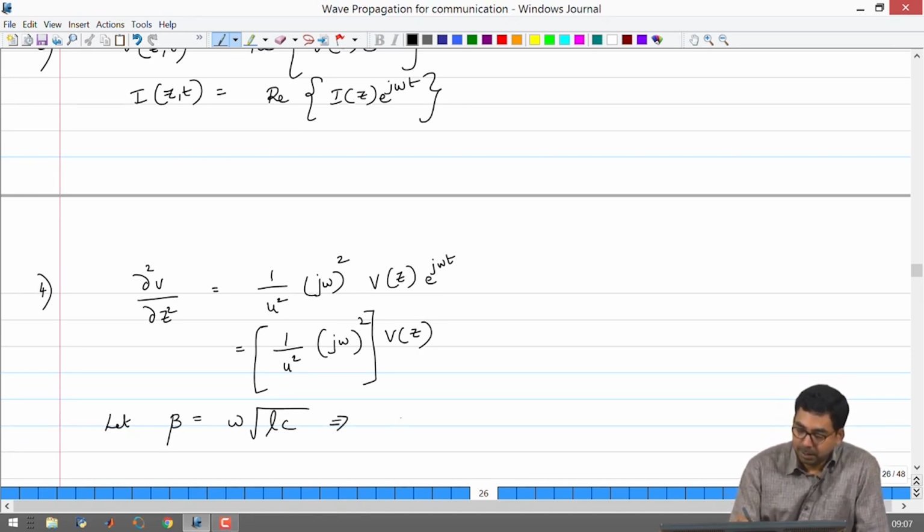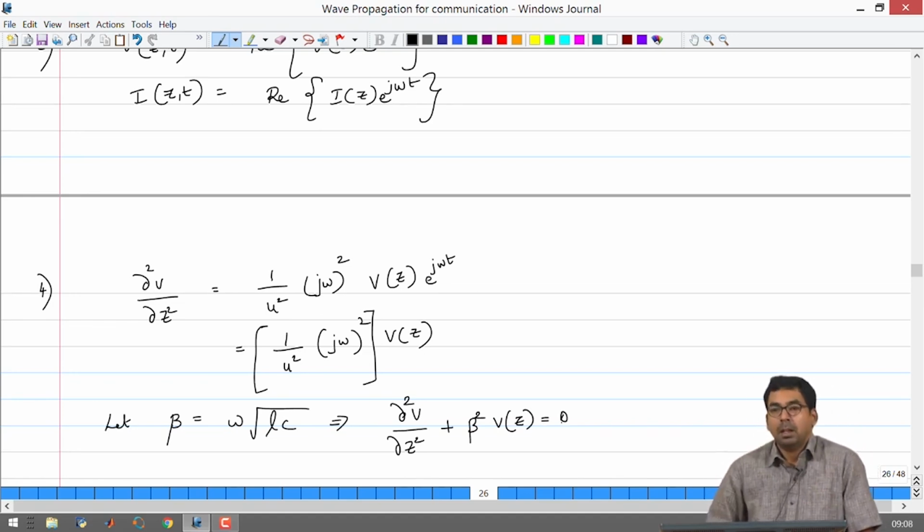This will mean that the wave equation will be ∂²V/∂z², right, because I have j². So, I can bring the quantity to the left hand side. So, I will have plus β². Right. We have just rewritten the wave equation for the case when the signal is time harmonic, and representing it in the form of exponentials, and we are taking the real part over here to simplify the math.